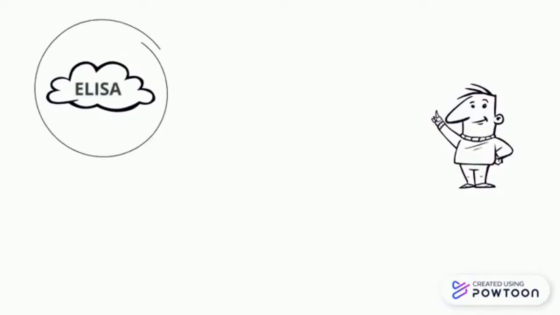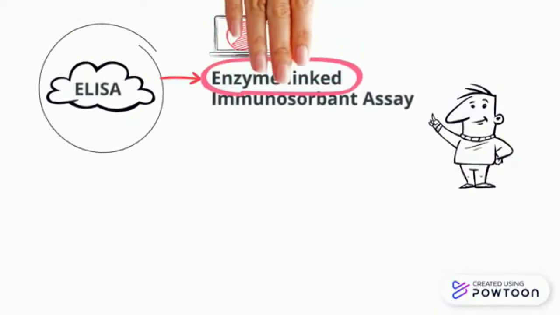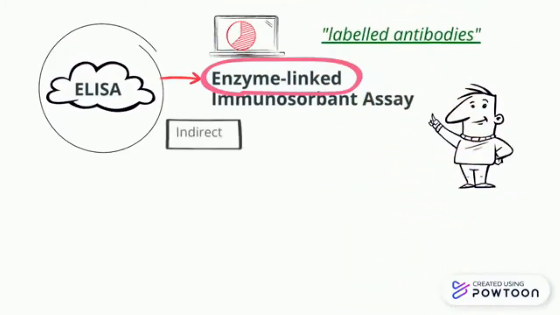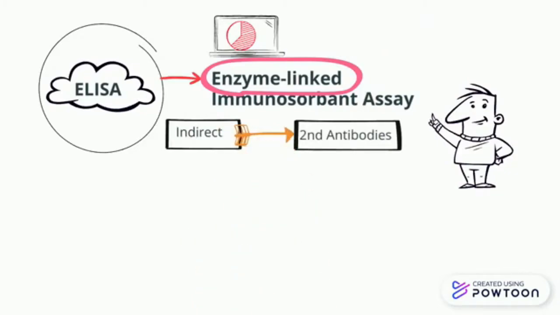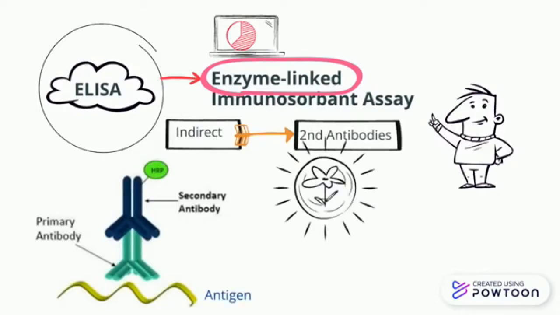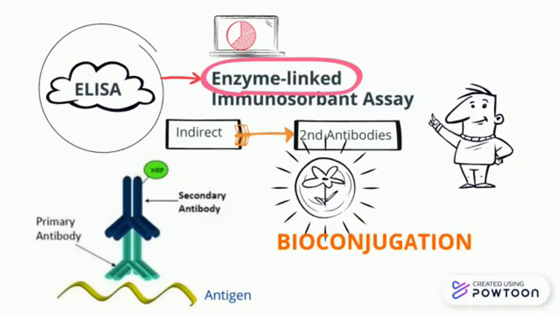Just like other ELISA, indirect ELISA involves enzyme-linked antibodies, or what we call labeled antibodies. Indirect here refers to secondary antibodies which bind to the primary antibodies, while primary antibodies bind to the antigens. The process of forming a stable covalent bond between the enzyme and the antibody is called bioconjugation.